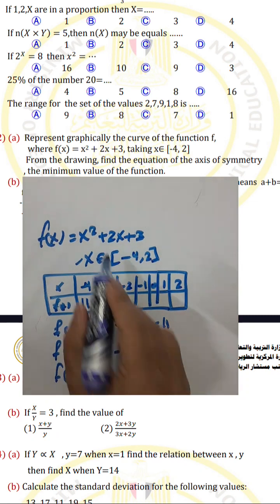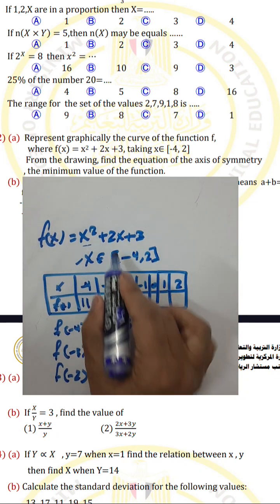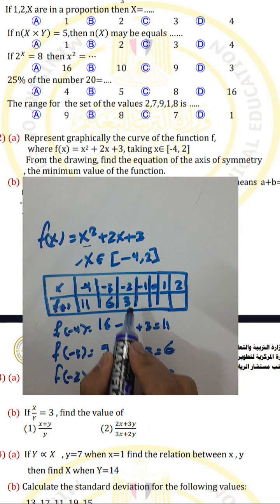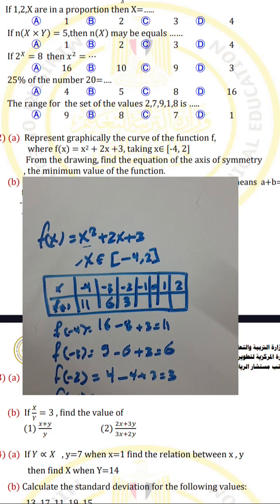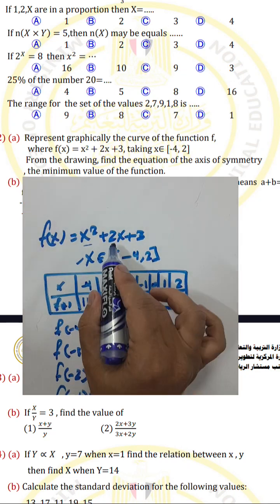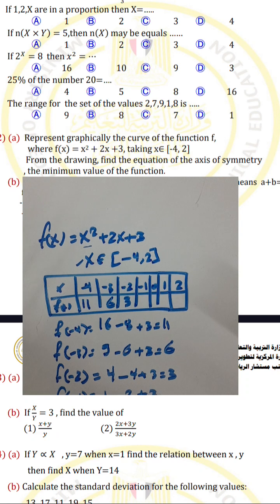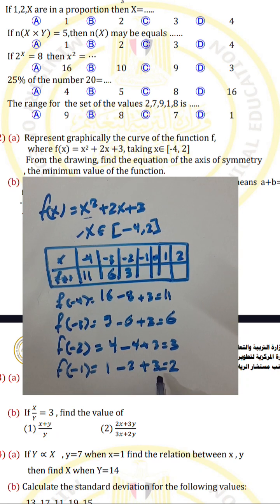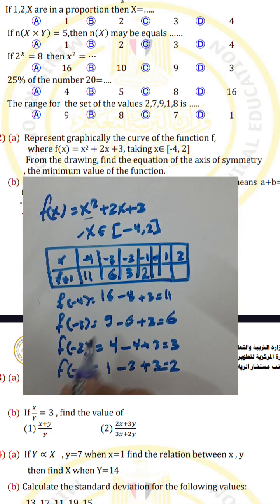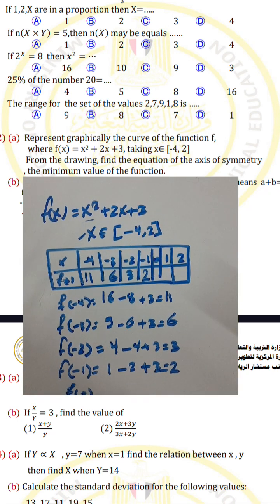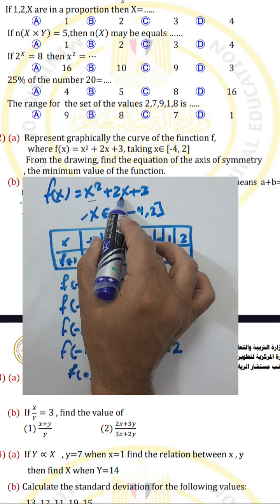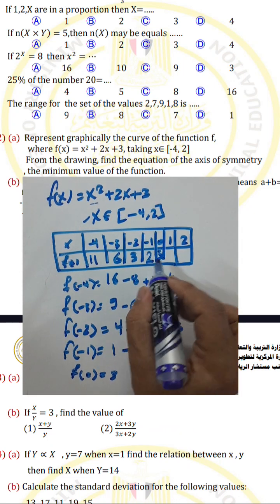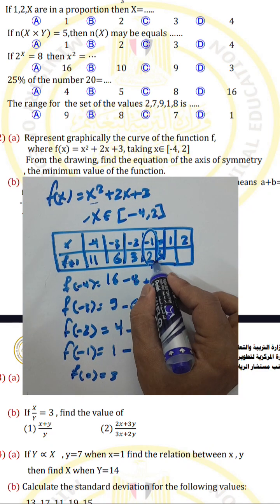For x equal to -2, -2 power 2 will be 4, and -2 times 2 is -4, plus 3. It will be 3. The image here is 3. Put x equal to -1. -1 power 2 will be 1, and -1 times 2 is -2, plus 3. 1 minus 2 equals -1, and -1 plus 3 will be 2. And then put 0. f of 0 to find the image in this function: 0 plus 0 plus 3 will be 3. It repeats again.